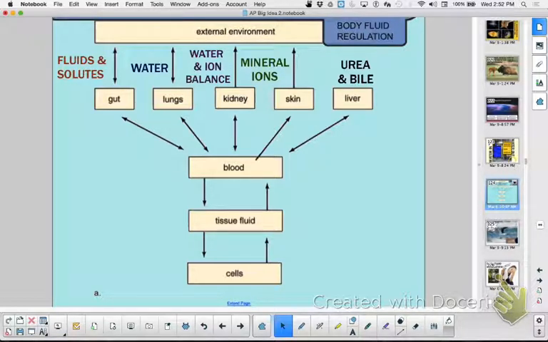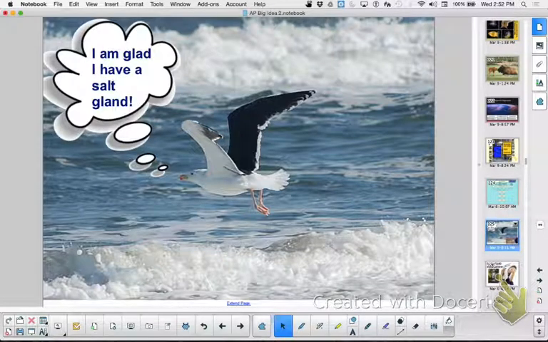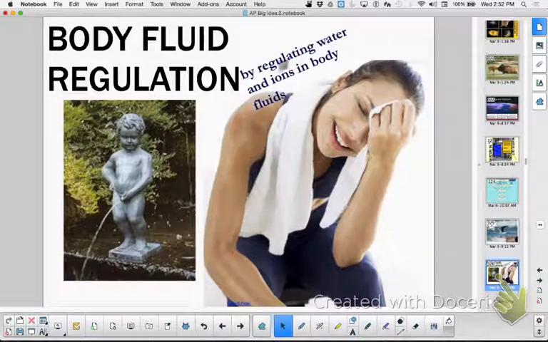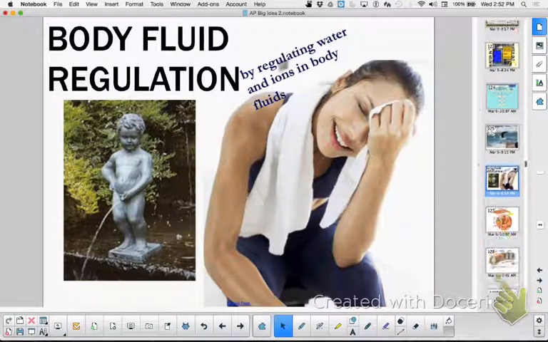They could be picking up nutrients. It could be getting rid of water if need be. So anyway, those are all exchange places. We looked at some organisms that are adapted. They have salt glands to get rid of excess salt. And then here we are with our body fluid regulation.